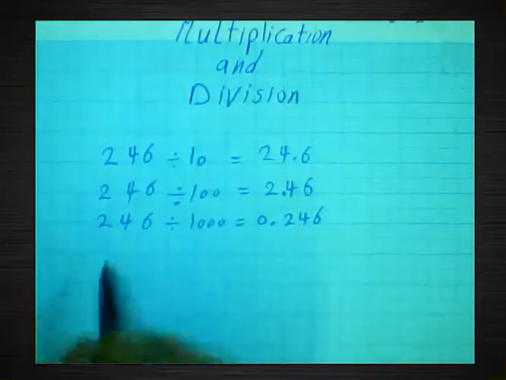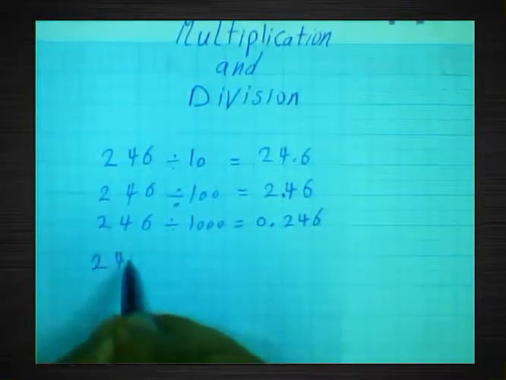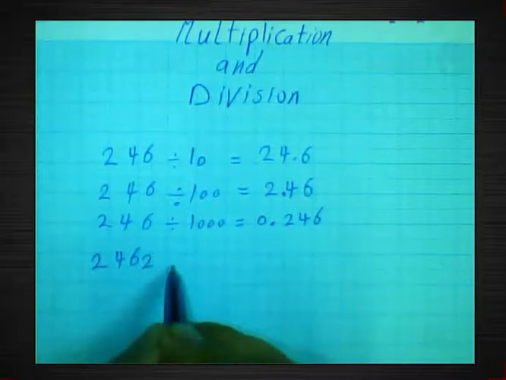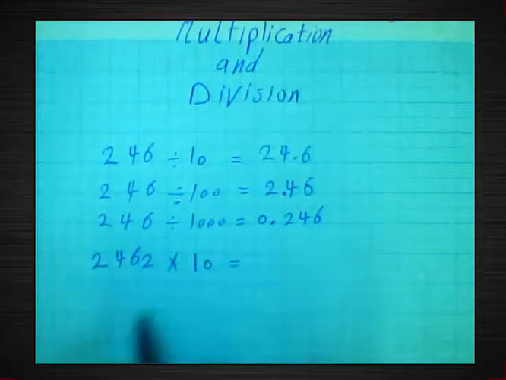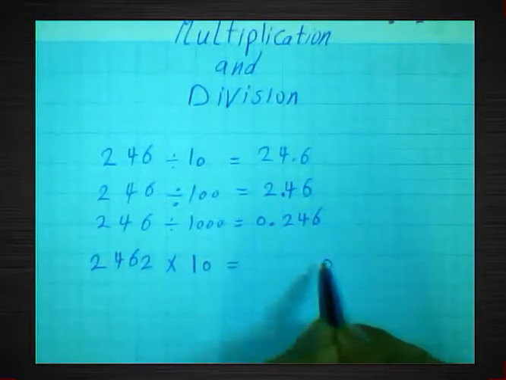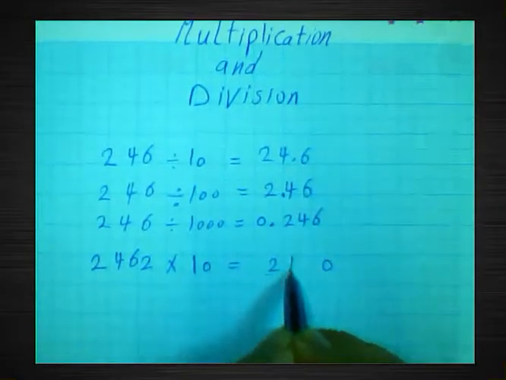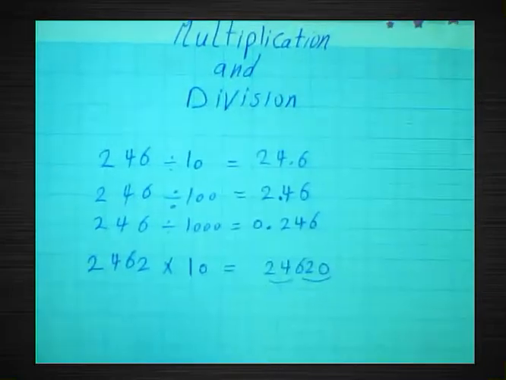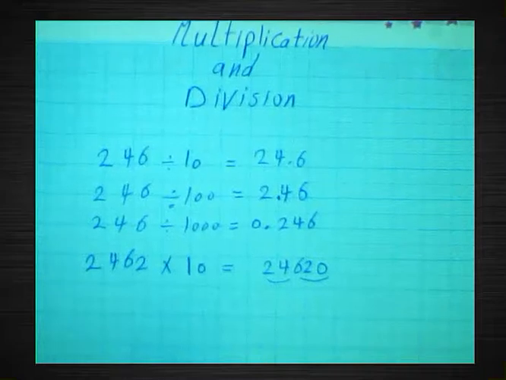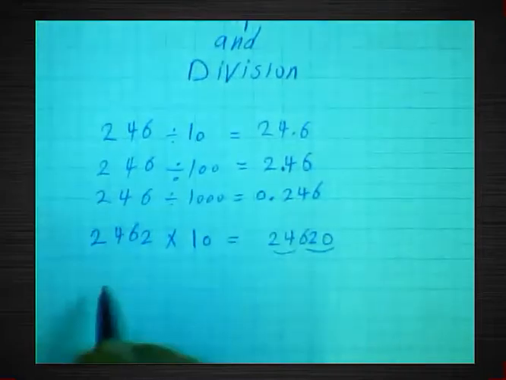And what about 2462 times 10? We will put 0 here after these digits. The result will be 24,620.